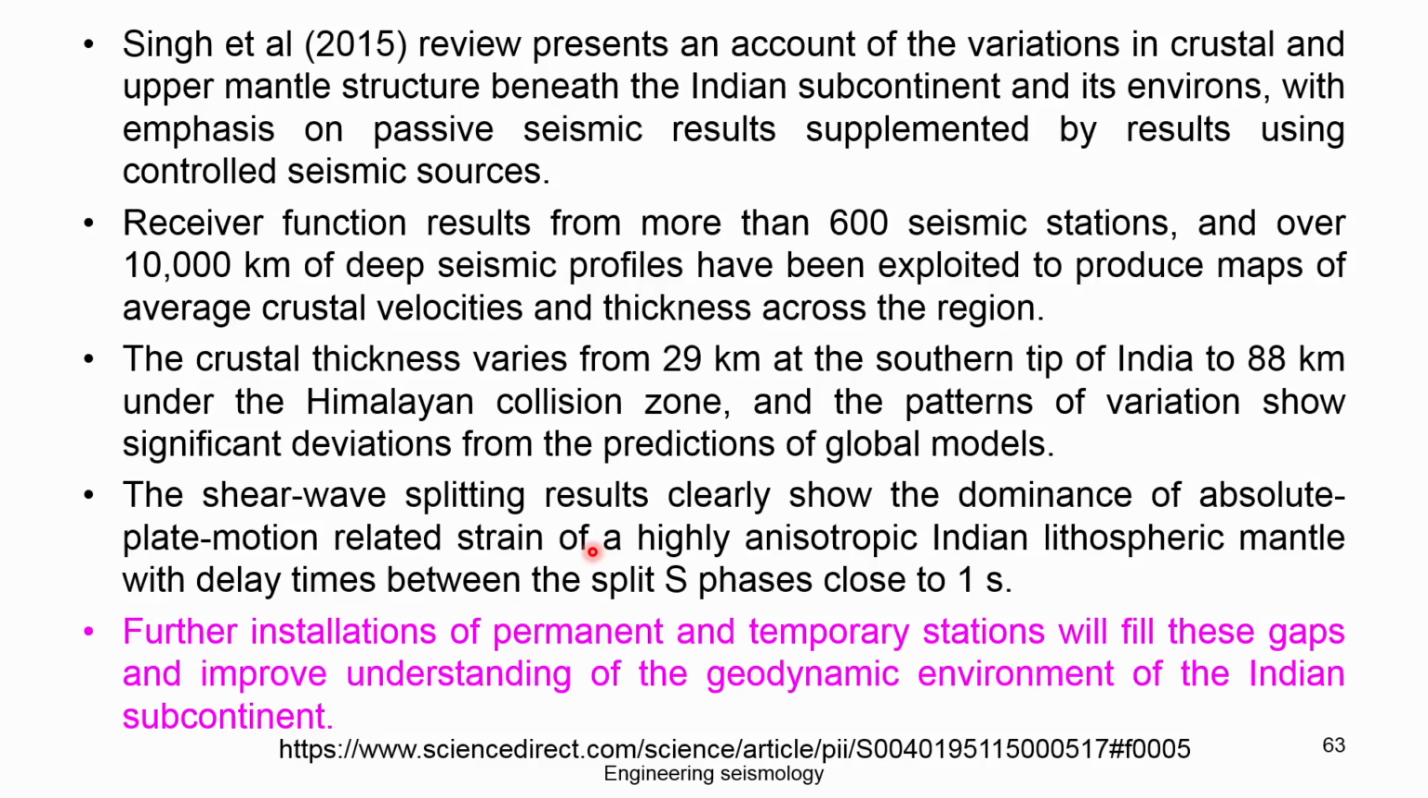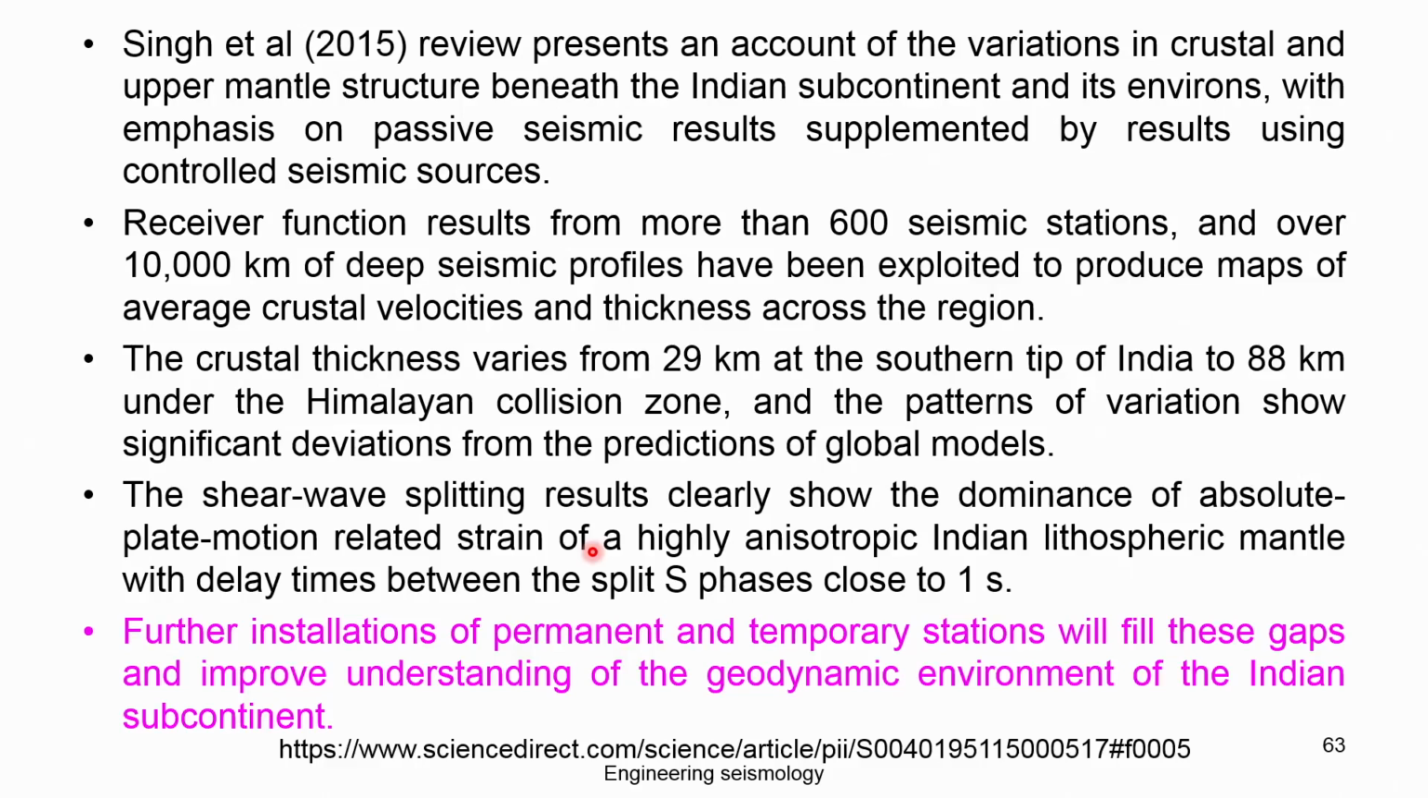They try to estimate receiver functions from 600 seismic stations, and over 10,000 kilometers of deep seismic profiles have been exploited to produce a map of average crustal velocity and thickness across the southern part. The crustal thickness varies from 29 kilometers at the southern tip of India to 88 kilometers in the Himalayan collision zone. So from this study you can get the crust thickness, which varies from 29 to almost 88 kilometers.